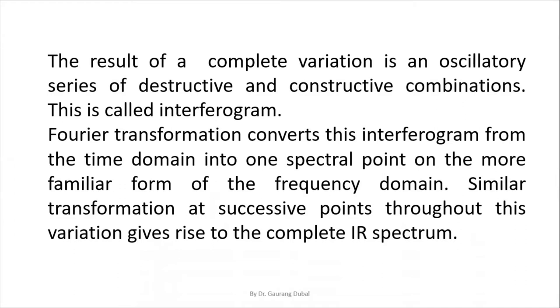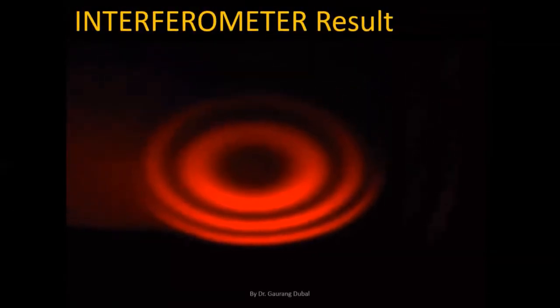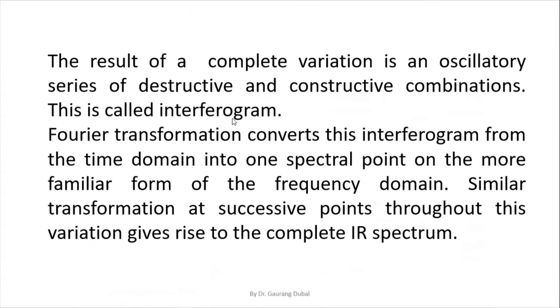जो हमने अभी देखा result है उसका जो complete variation है वो oscillatory series में either destructive or it may be constructive combinations. जो combined beam है जो split हुई थी बाद में combine हुई उसका जो destructive nature होगा तो एक तरह की pattern मिलेगी या तो दूसरी तरह की pattern मिलेगी. जो आपको ये ब्लैक एंड रेड वाली इमेज दिखाई दी अभी तो दिस इज कॉल्ड इंटरफेरोग्राम. तो आपको ये मिलेगा. तो अभी इसको क्या करना है, हमको हमारी जो रिक्वायरमेंट है उसमें कन्वर्ट करना है.